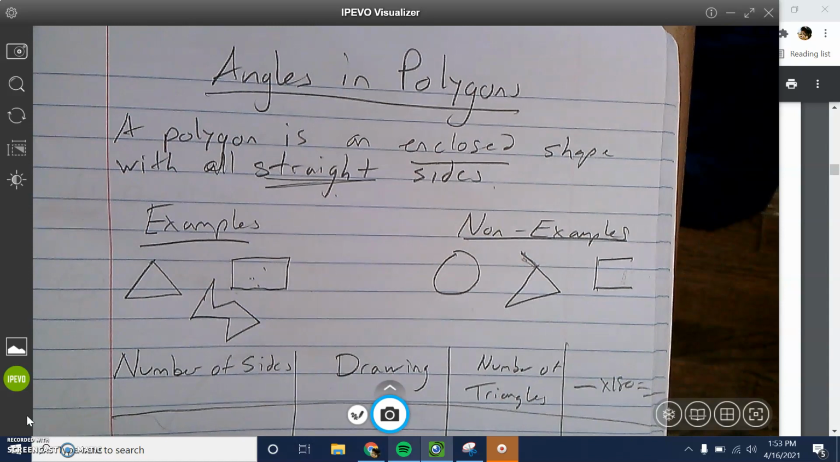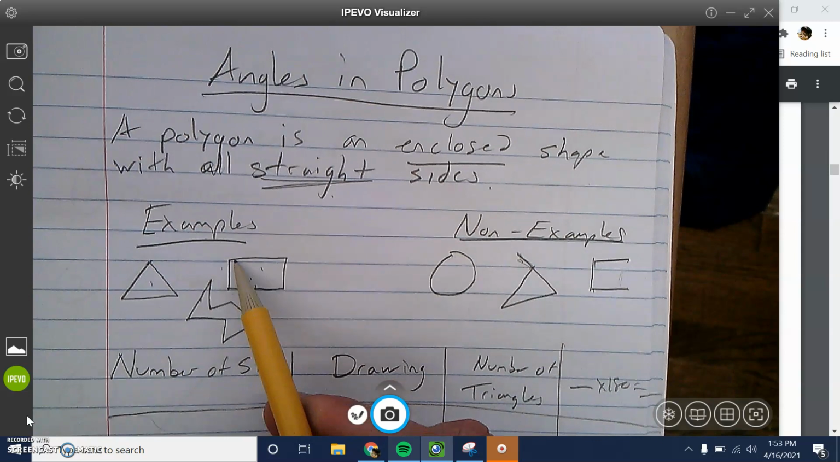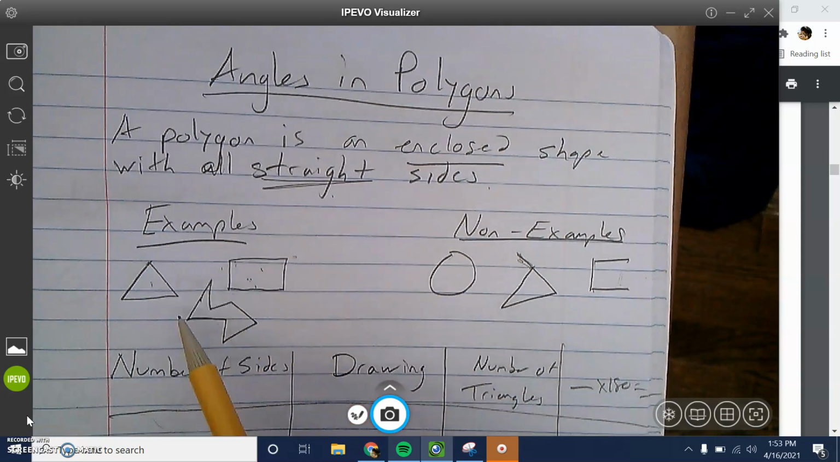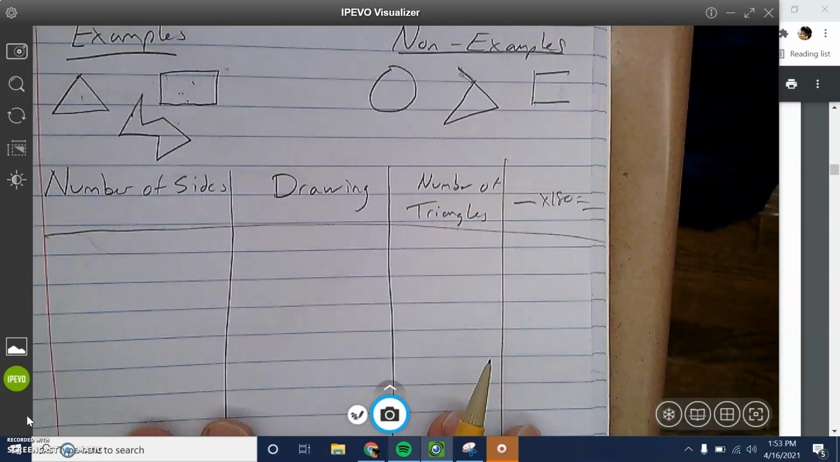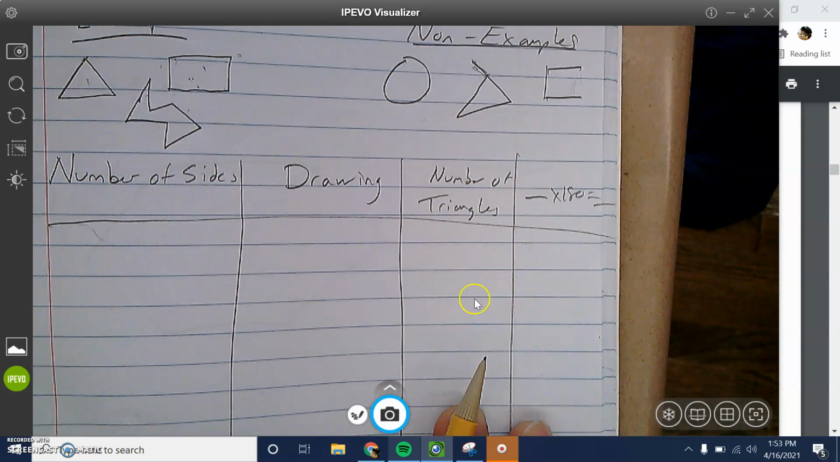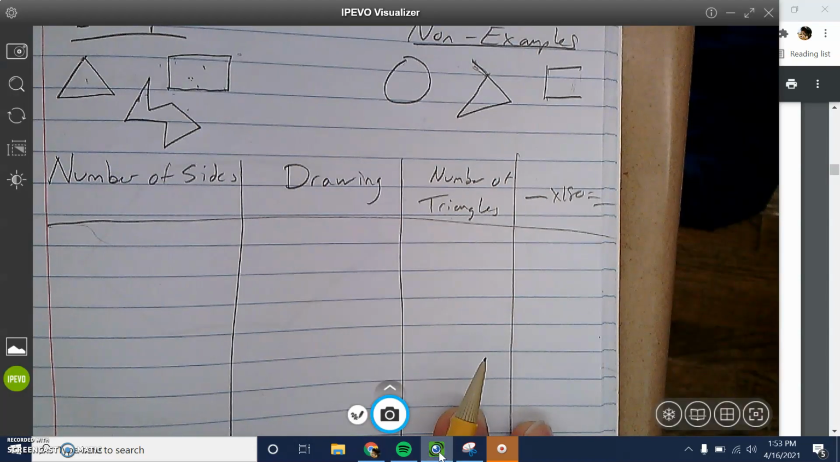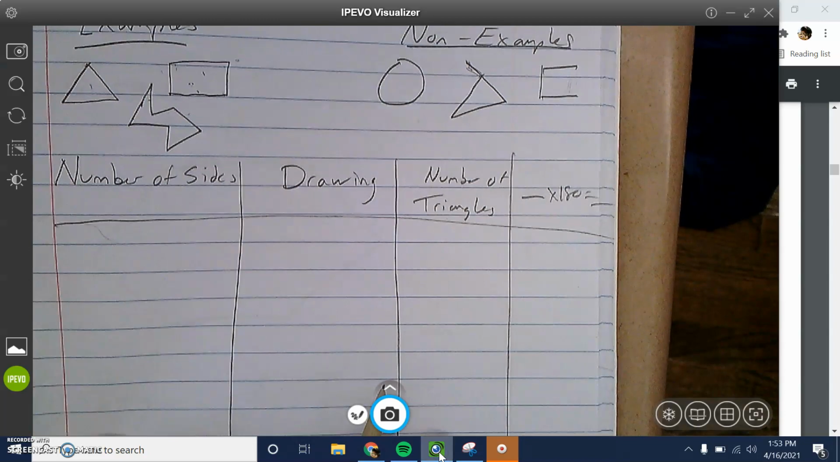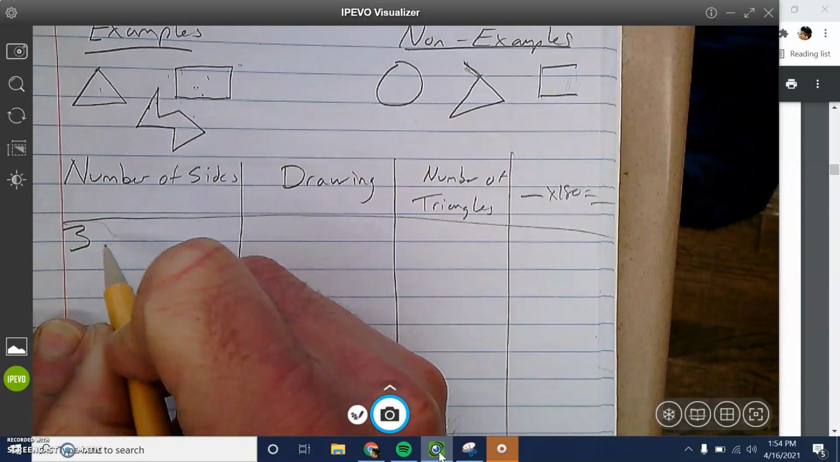Okay. So, let's talk about the angles inside the polygons. All the angles in here are different than all the angles in here. So let's talk about that. Here's a chart I want you to draw. It looks like this, if you want. Number of sides, drawing of polygon, number of triangles formed, and blank times 180 equals blank. So I set it up on my paper right here. Here we go.